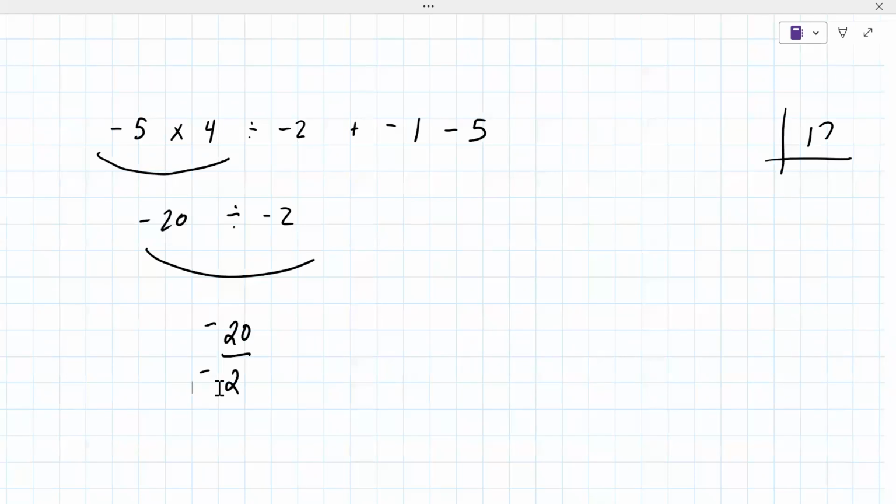What is 20 divided by 2? 20 divided by 2 is 24. No, I have no idea how you're coming up with that. Tell me how you're coming up with 24. The number has to get smaller.